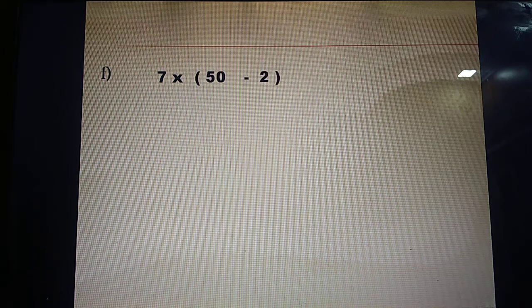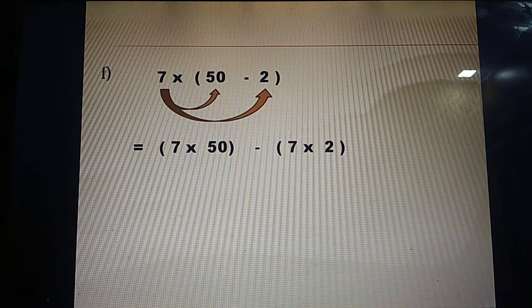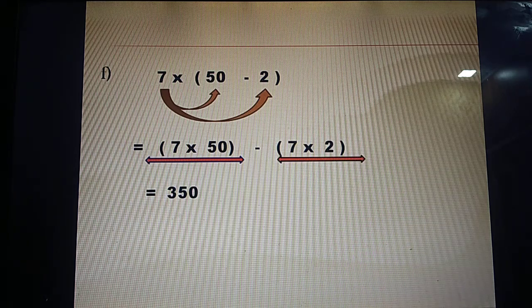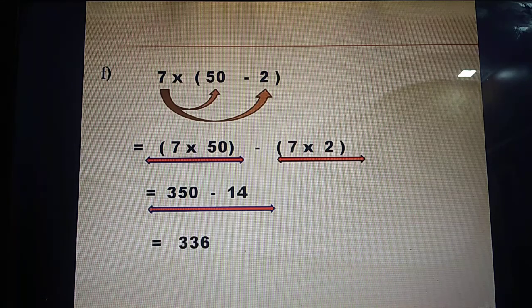Now this is your sum. Here again, we will open the bracket. First you will multiply 7 by 50, then by 2. As there is a minus sign inside the bracket, you can see we are using a minus sign between these two products. Now multiply, you will get 350. Multiply again, you will get 14. Now the sum is very clear, you have to subtract, and the answer is 336.